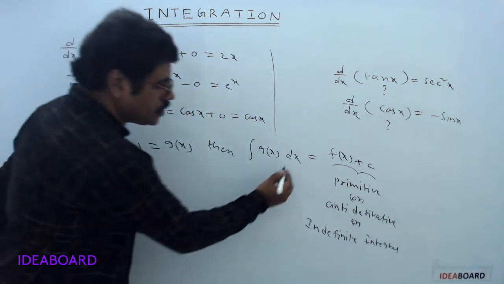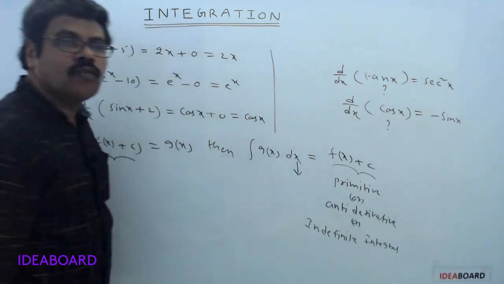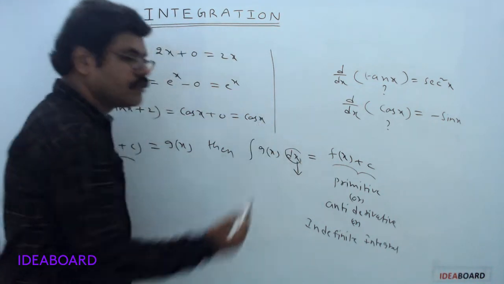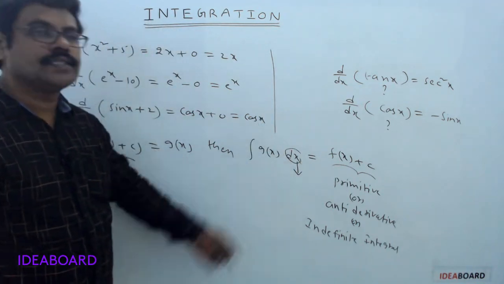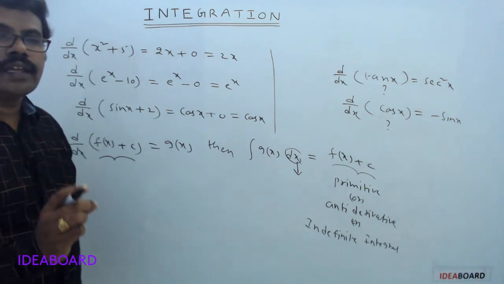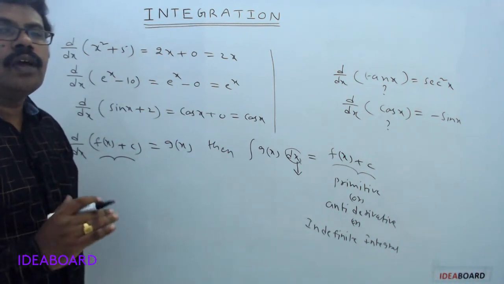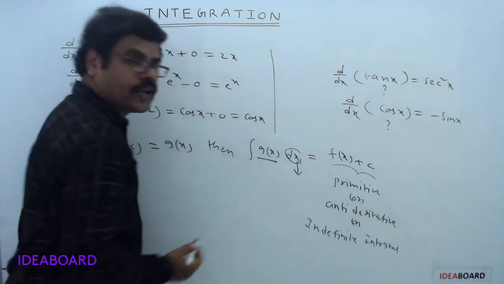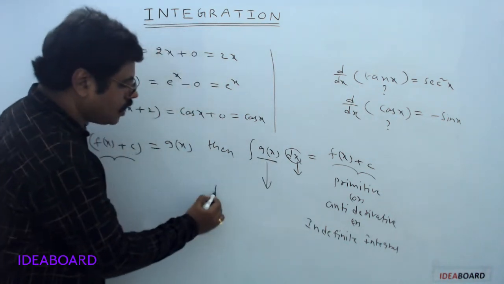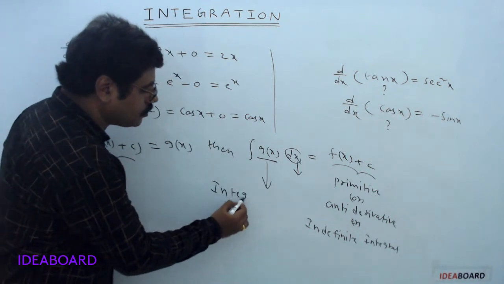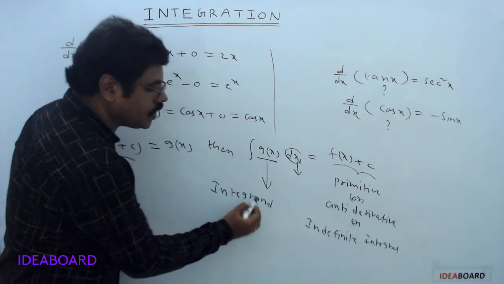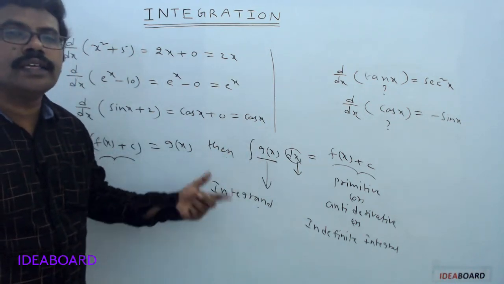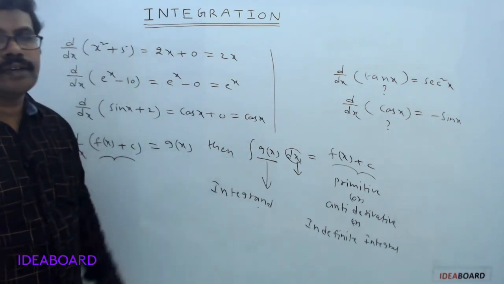Now here this x is called variable of integration. What is dx? Dx indicates that integration is to be performed with respect to x. Now what is g of x? G of x is called integrand. Integrand means the function to be integrated.